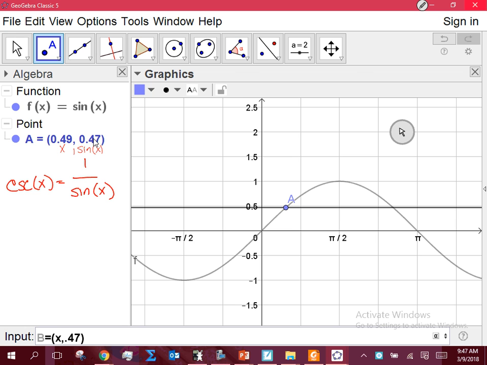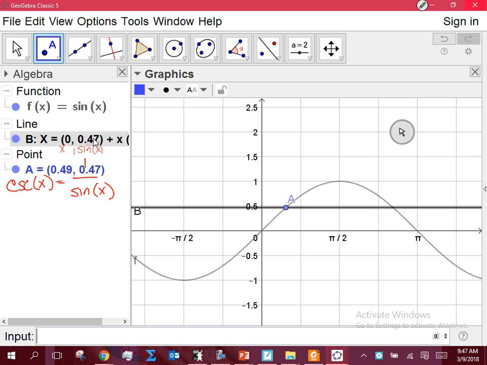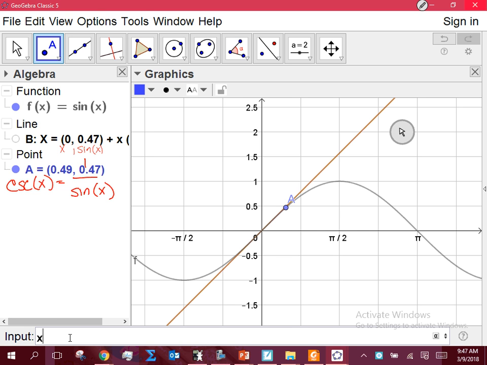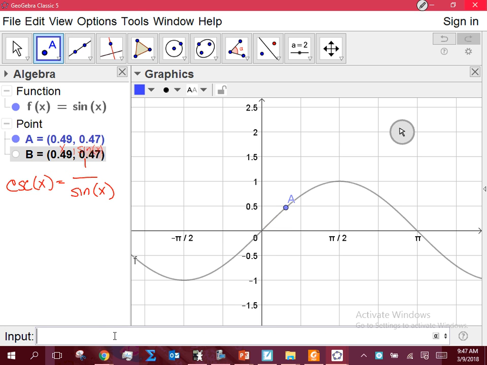Okay. I'm not sure why it's putting a line in here. Because he used a capital letter. That's stupid. X equals, what was it? X, comma, 0.47. Okay. B. Okay.